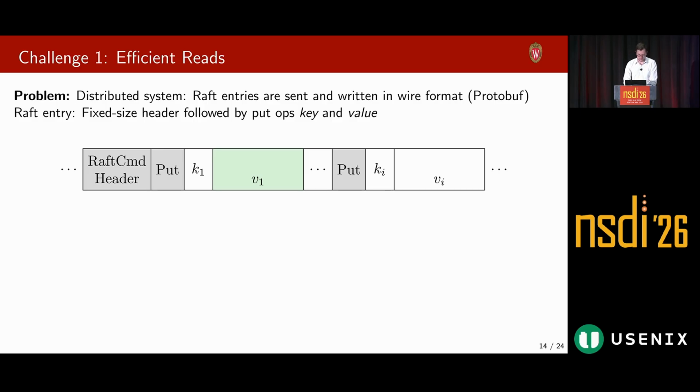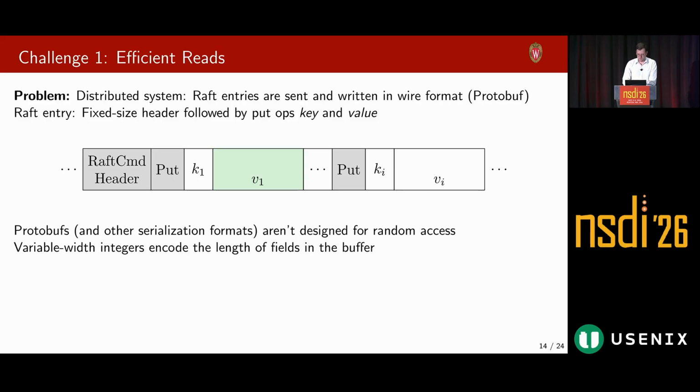This picture is a closer look at that raft entry. It's a distributed system, which means all of these messages are sent in protobuf format. It's a wire format, and every entry has a fixed-size header followed by some number of commands. In this case, it's a few put operations, each with their own key and value. But protobufs are not designed for random access. They're serialized and designed for efficient transfer, not efficient random access. All the fields in a protobuf are encoded by variable-width integers that encode the lengths of the fields in the buffer.